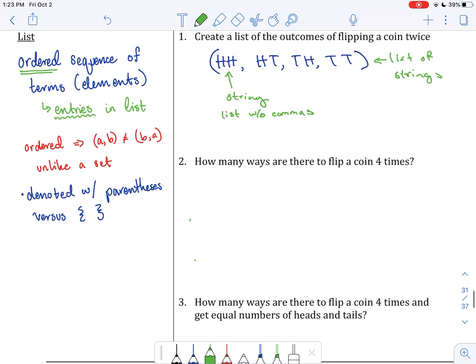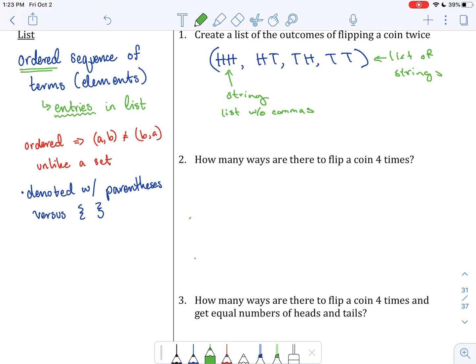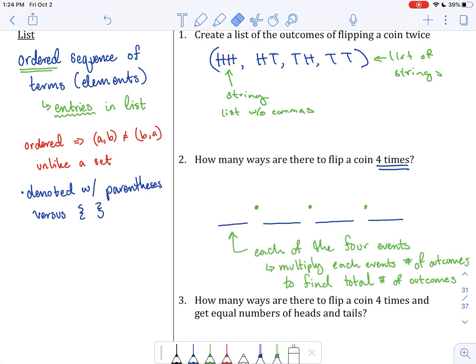So the next question will be, how many ways are there to flip a coin 4 times? We could write out this list, just like we did here, but we can also use what's called the multiplication principle, which means we want to think about these 4 times you're flipping a coin as 4 separate events. We write them out like this, where we have spaces for each of them: 1, 2, 3, 4. If we take the outcomes of each of these events separately and multiply them together, we will get the total number of outcomes. This is the multiplication principle.